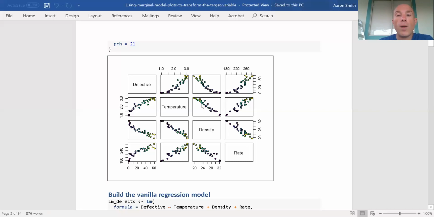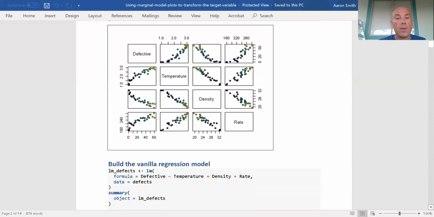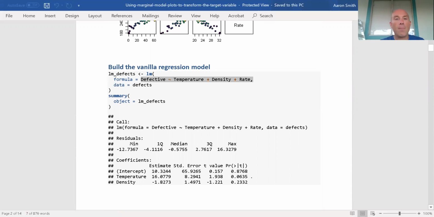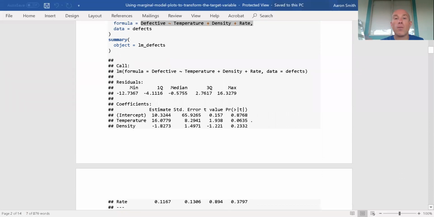These issues with collinearity and overfitting in a model are less of a worry the more data I have. But remember, the more predictors I have, the more prone to overfitting I am. That will always be true whenever you're doing a regression or classification model, anytime you're doing supervised learning. Okay, keep on going. First and foremost, let's build the vanilla regression model. I'm going to take defective and say that it depends on temperature, density, and rate. After I build the model, I'm going to run summary just to see what I get.